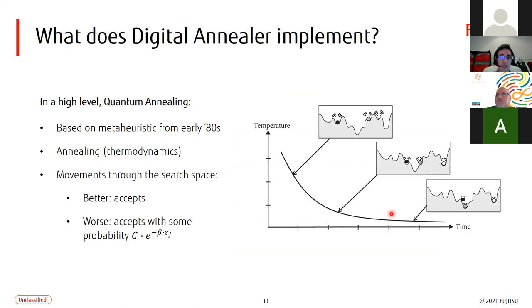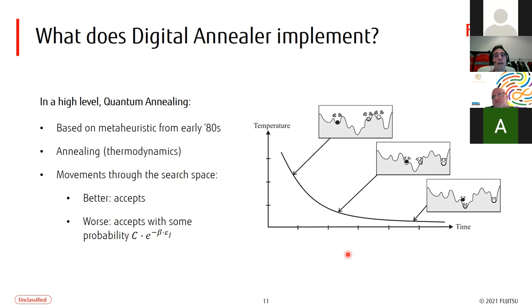So what does Digital Annealer implement? In this case, at a high level, what we can see is the quantum annealing methodology, okay? That relies, of course, on a metaheuristic from the early 80s that is simulated annealing. The annealing process is a thermodynamic process in which we have at first a high temperature, and this temperature decreases with time. And what we can see is that at the minimum temperature, the system is in a more stable way of working. So what we need to achieve in that process is getting that minimum temperature, which corresponds to an optimized solution of our problem.